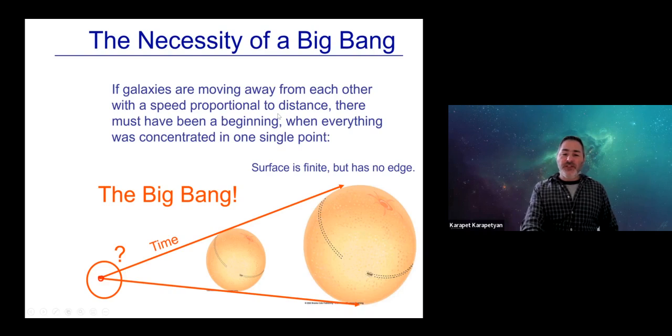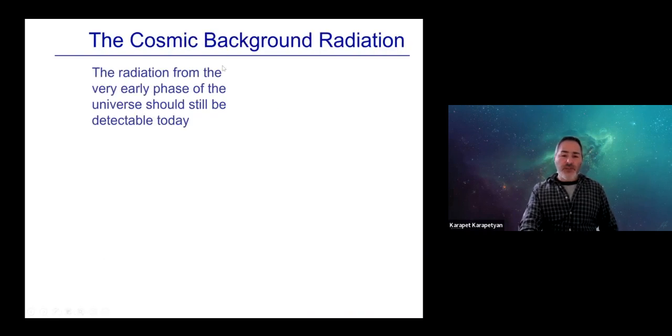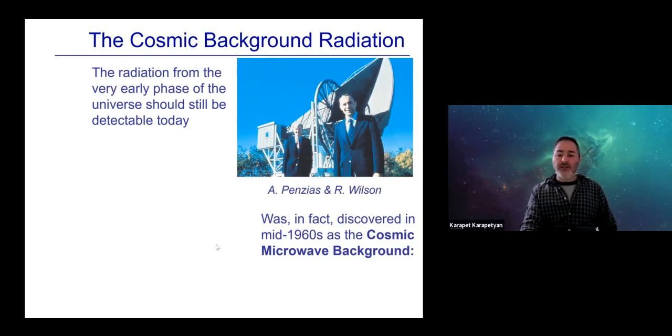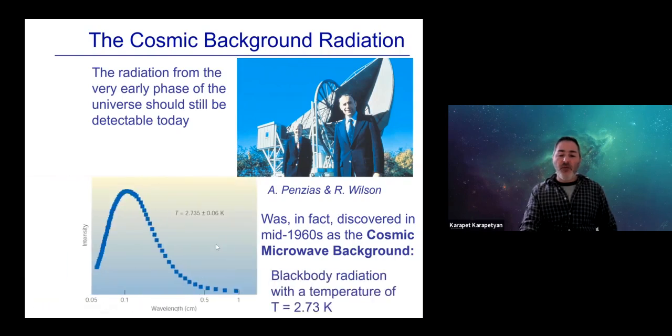Let's continue with this. One of the other evidences that we had for the Big Bang theory is that we were able to discover a radiation from the very early phase of the universe. And that was discovered by accident by two engineers, Penzias and Wilson, who were fixing a satellite. Actually, I have a video that gives you a little bit of background information on them, so we'll just wait for that.